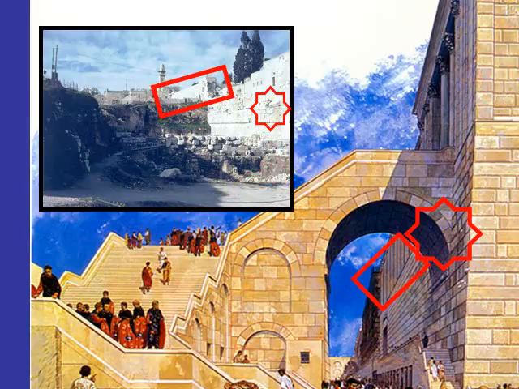Putting the two pictures next to each other, let's see where the arch is. There's Robinson's Arch. See what's left of it in the wall there. And there's the Wailing Wall in the current picture on the left, and then in the artist's rendering on the right.